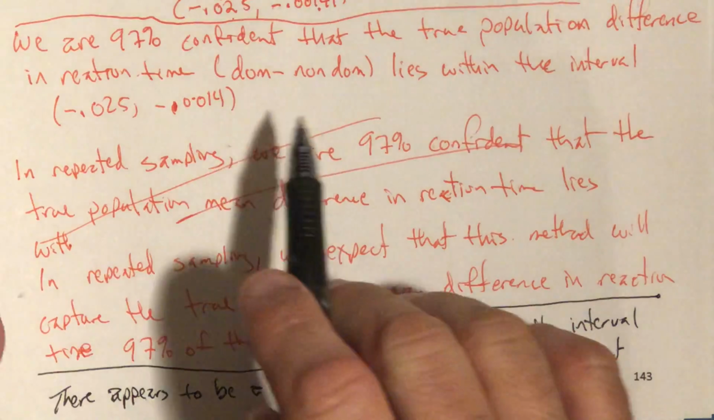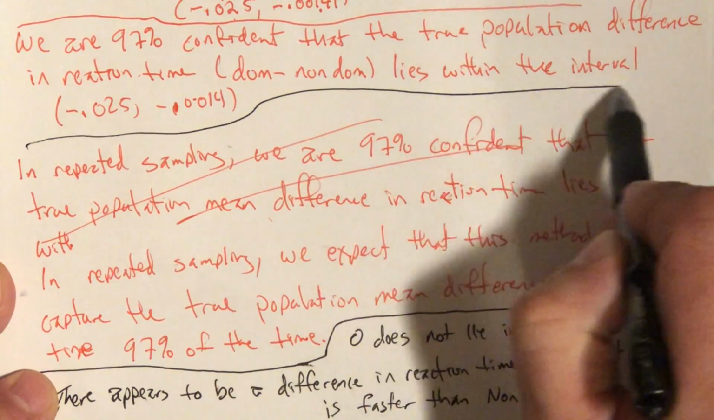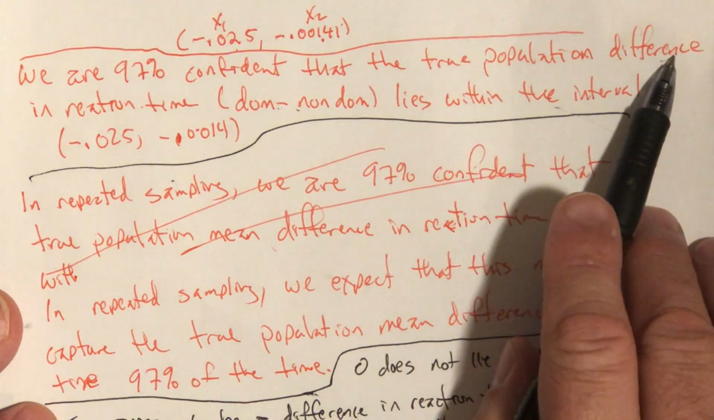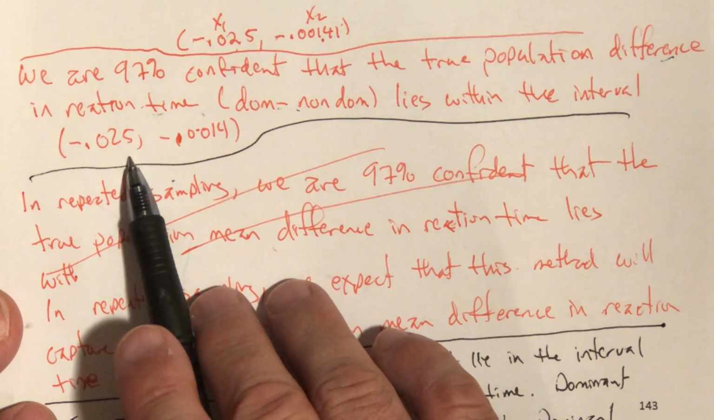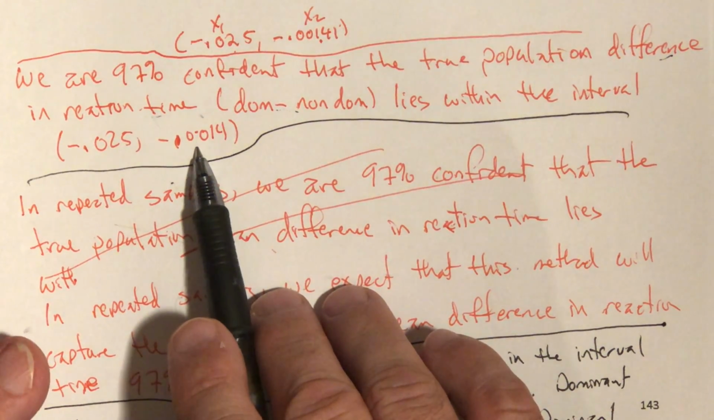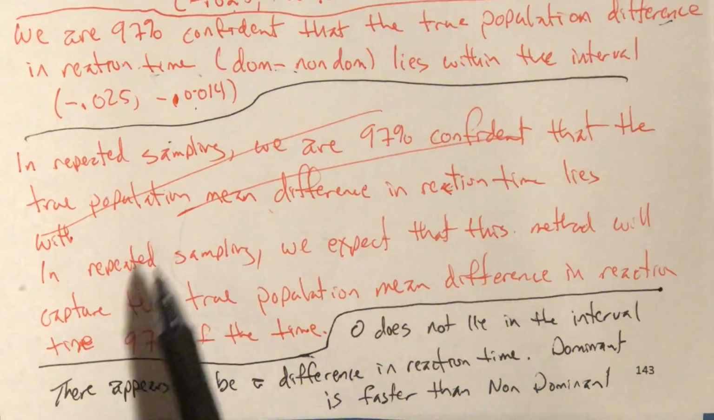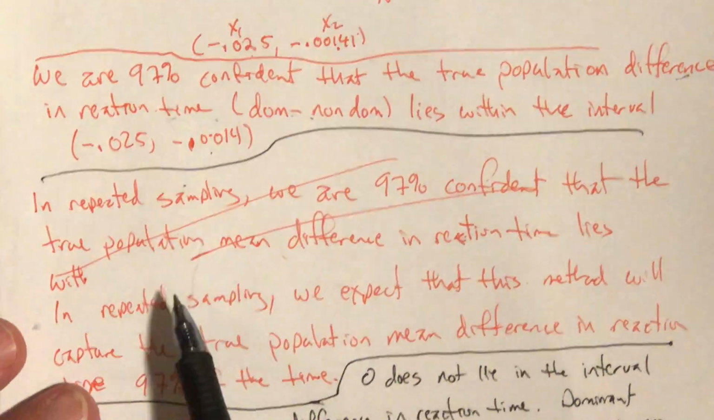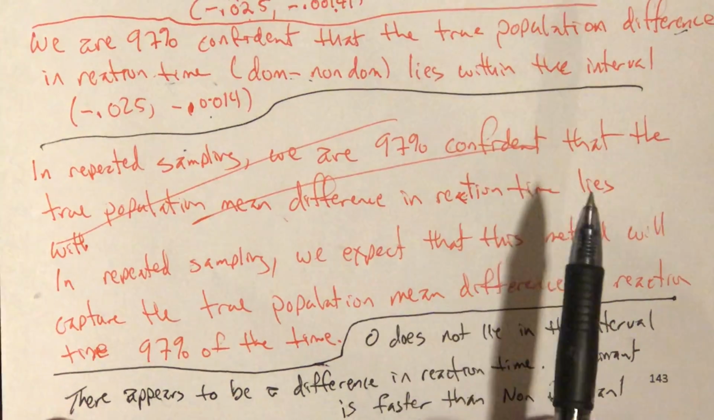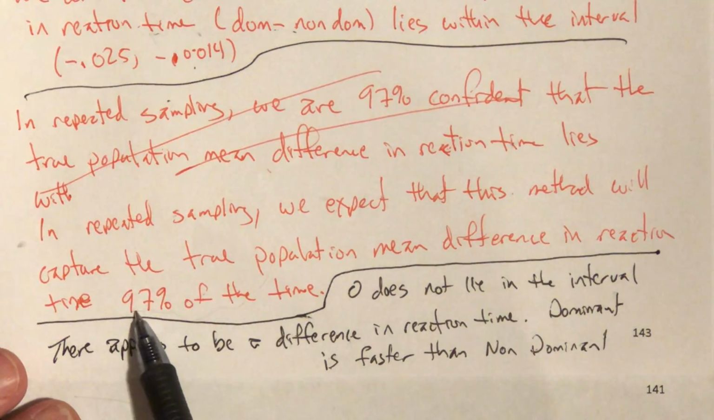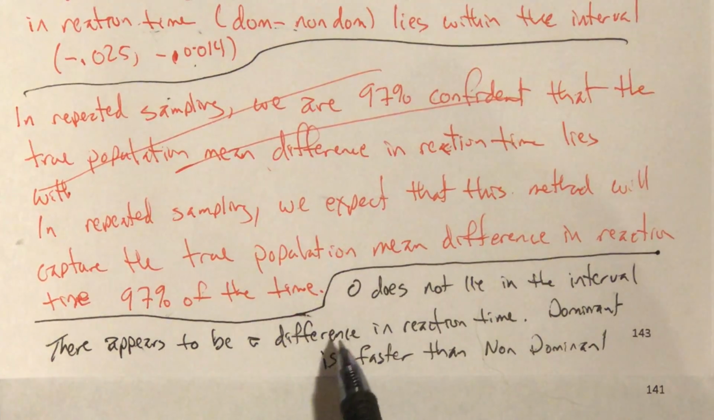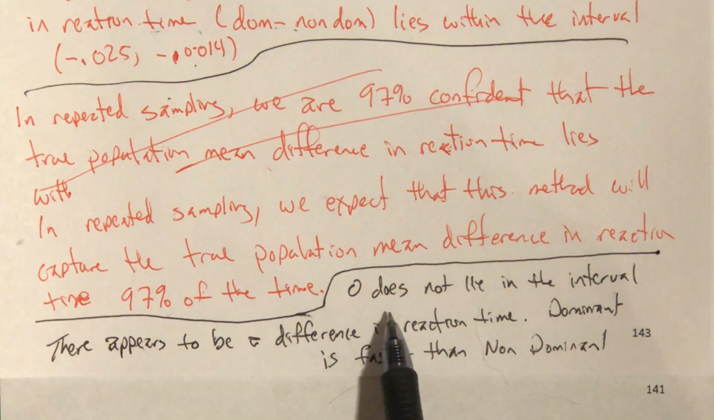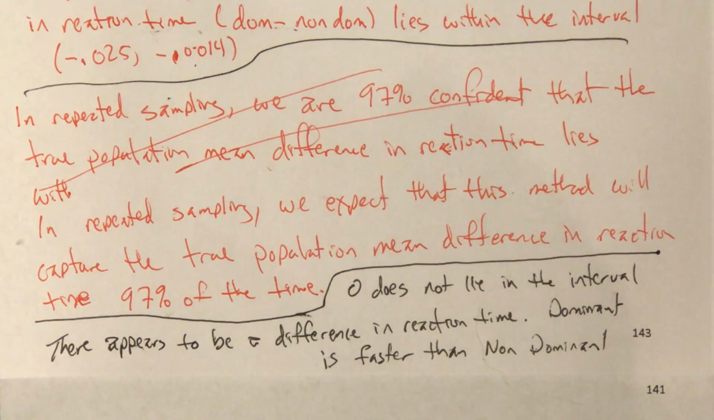So once again, this right here represents the conclusion. We are 97% confident that the true population difference in reaction time, dominant minus non-dominant, lies within the interval negative 0.025 to negative 0.0014. And then explaining the confidence level, in repeated sampling, we expect that this method will capture the true population mean difference in reaction time 97% of the time. And then lastly, they didn't ask this, but you need to understand, because 0 does not lie in the interval, there appears to be a difference in reaction time. Dominant is faster than non-dominant.